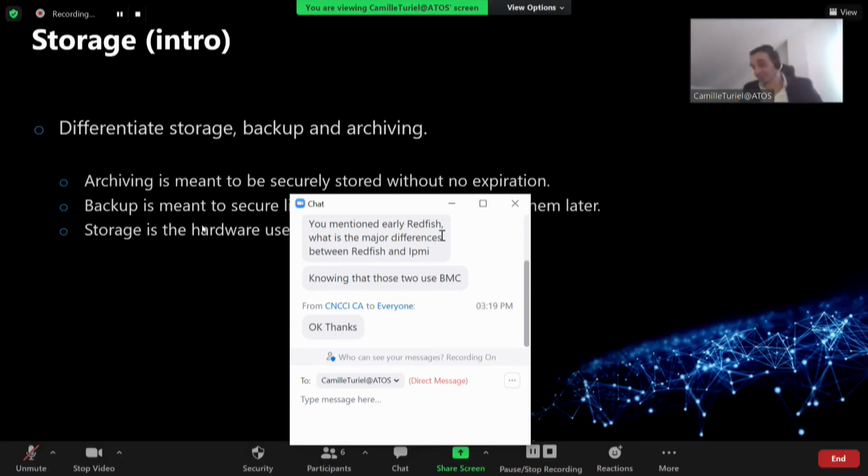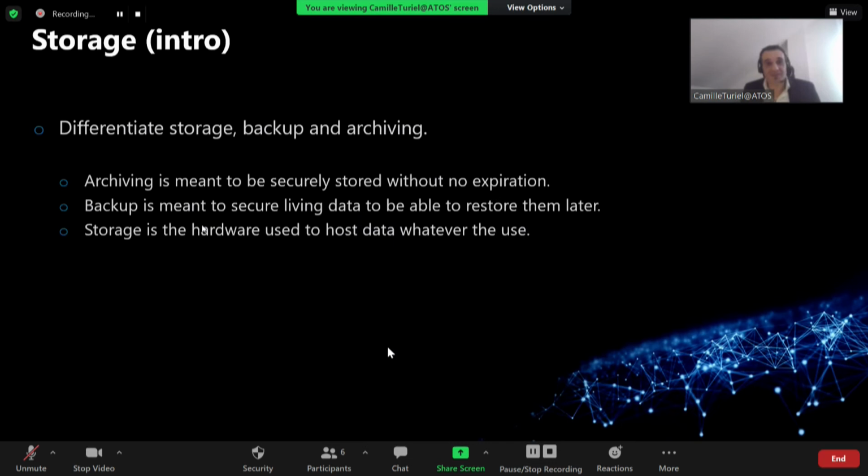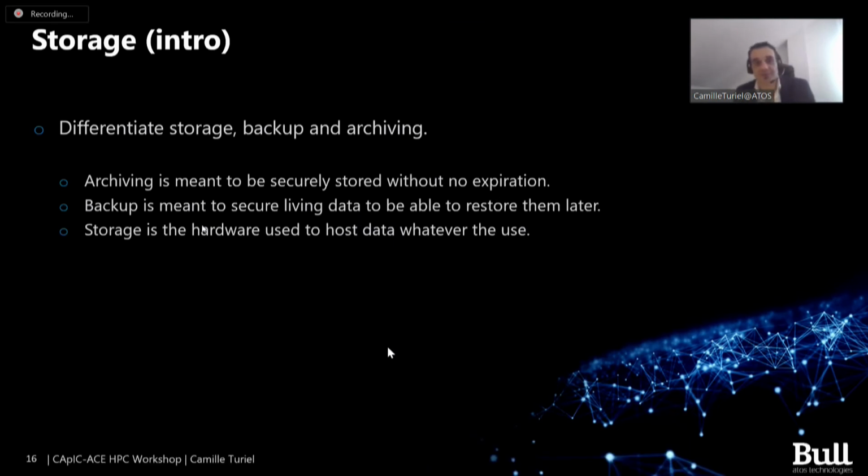Storage. Introduction to storage. So first thing I would like is to introduce basic storage concepts, and I would like first to make sure that the different storage kinds are clear for you, and disambiguate also three terms: storage, backup, and archiving.